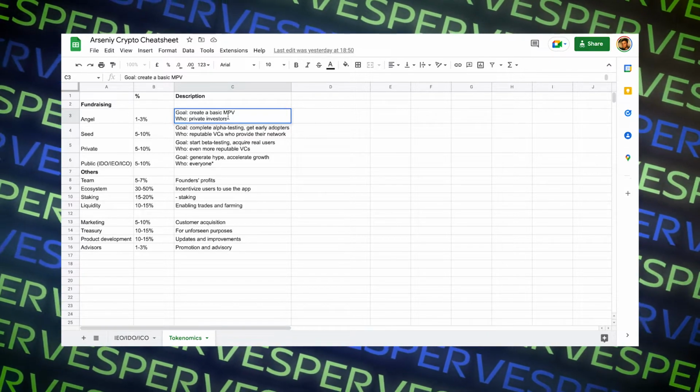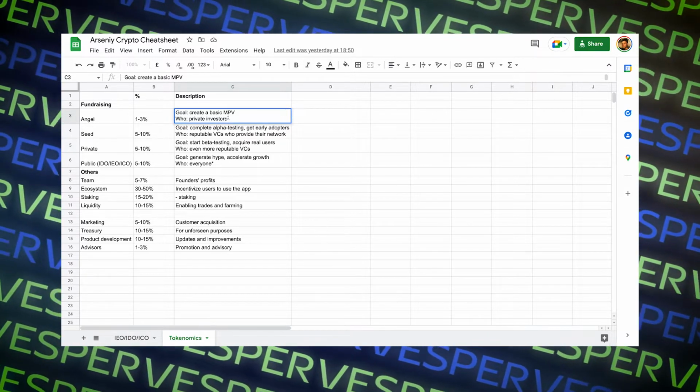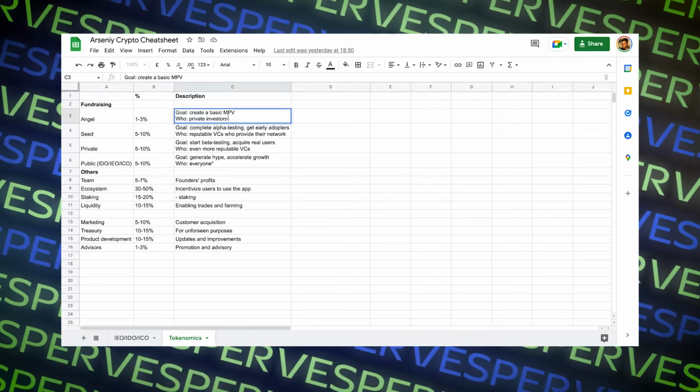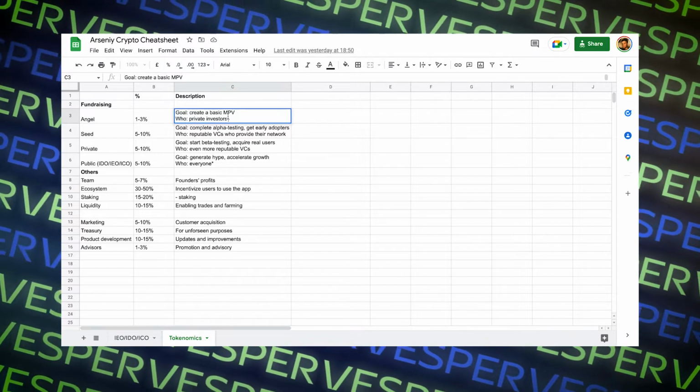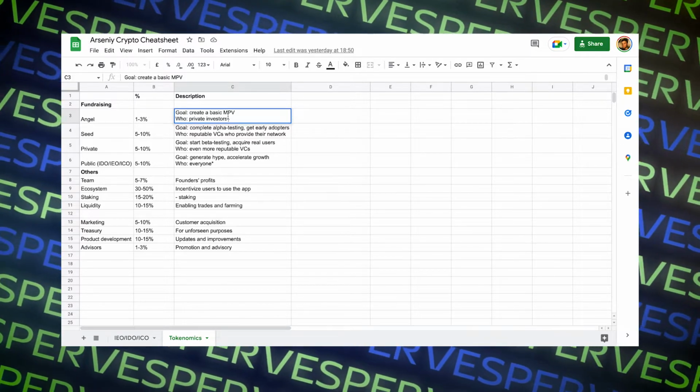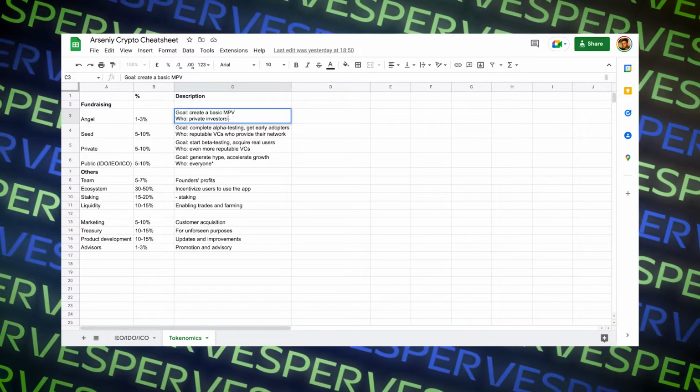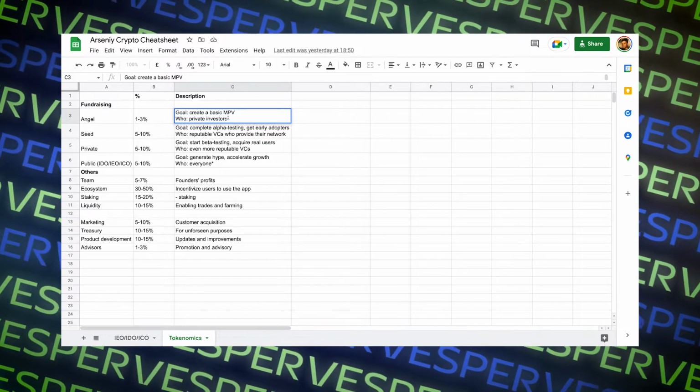But after they get money from angels, they need to create a basic MVP, which is minimum viable product. And this is just a poor representation of how this project will work, that includes main functionality in it.